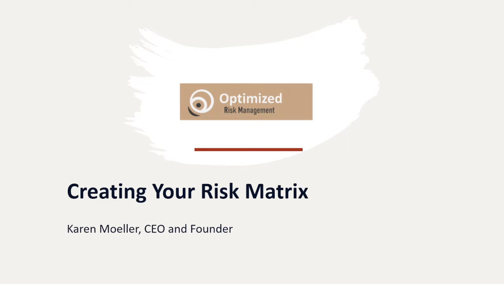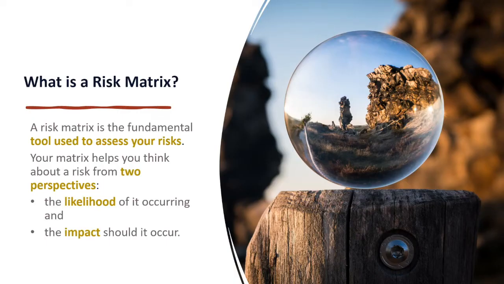Today's topic is about creating your risk matrix. An impact and likelihood risk matrix is the fundamental tool used to assess your risk. The matrix helps you think about a risk from two perspectives: the likelihood of it occurring and the impact should it occur.